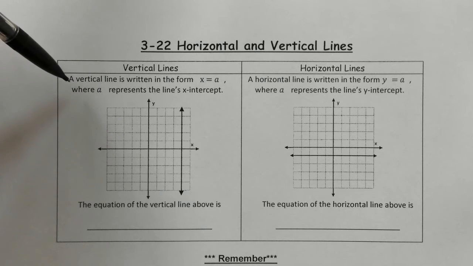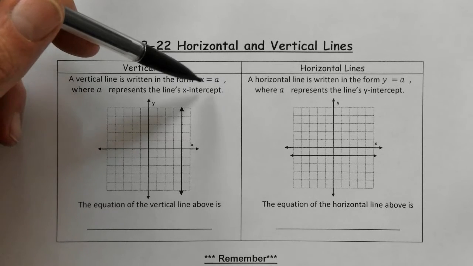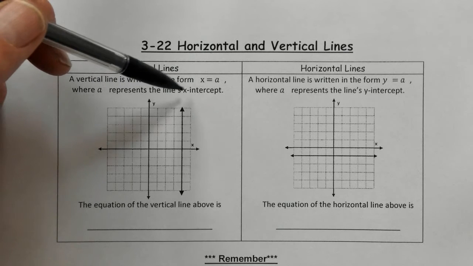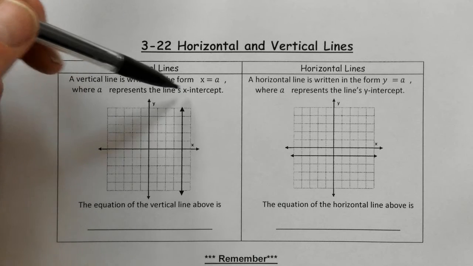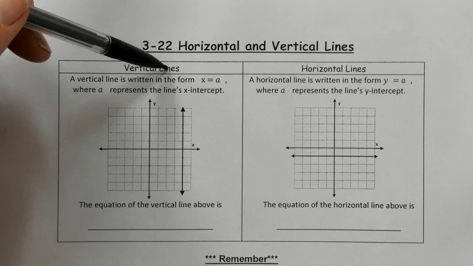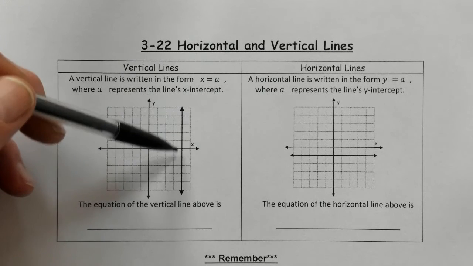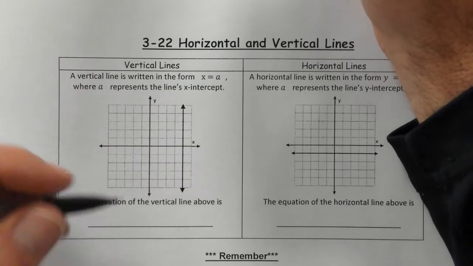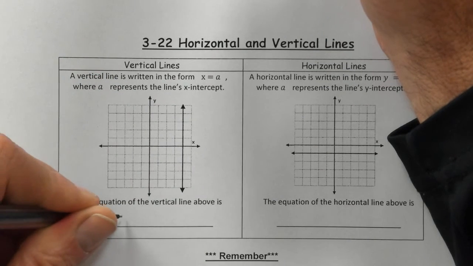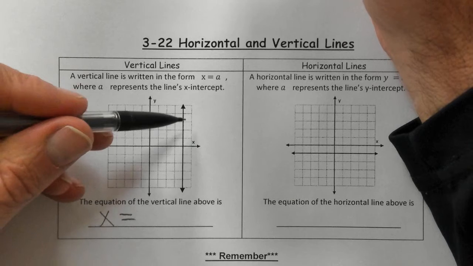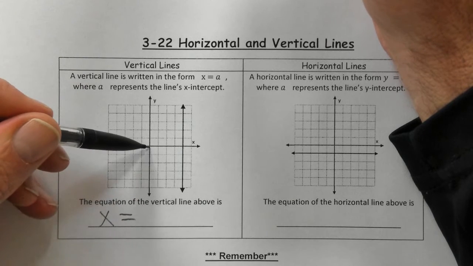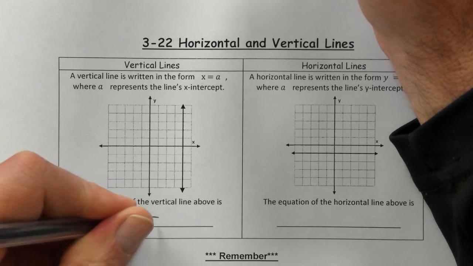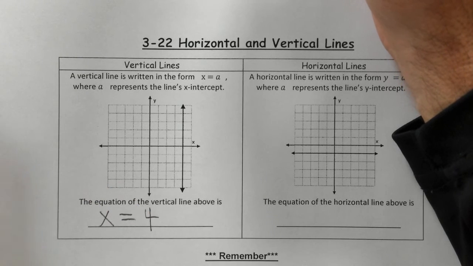Okay, so a vertical line is written in the form x equals a, where a represents the line's x-intercept. So for example, if we have a vertical line, the vertical line is going to hit the x-axis. Since it hits the x-axis, it has the form x equals wherever it hits the x-axis. In this case, it's 1, 2, 3, and 4. So x equals 4 is the equation for this line.